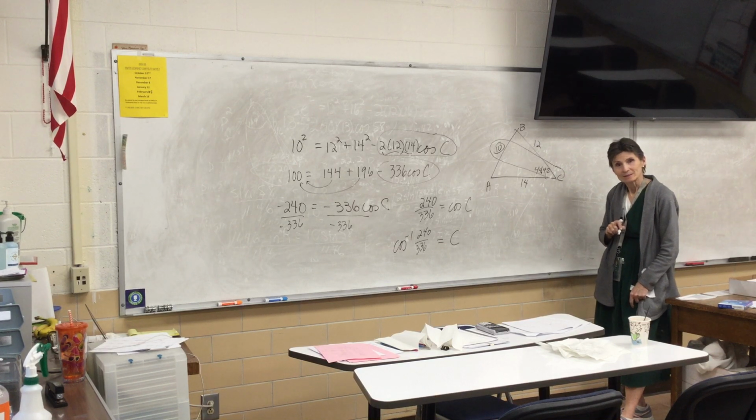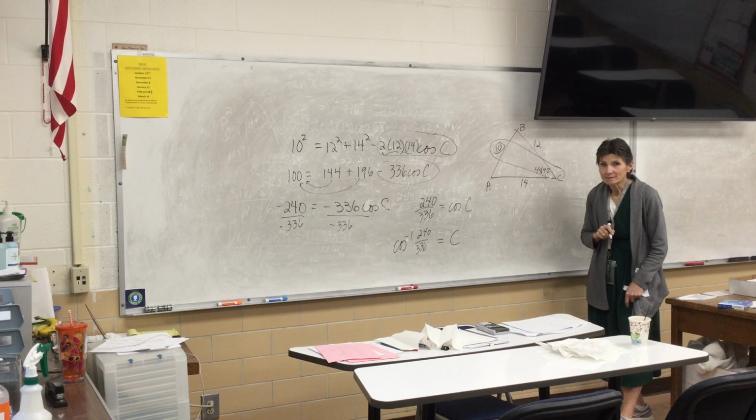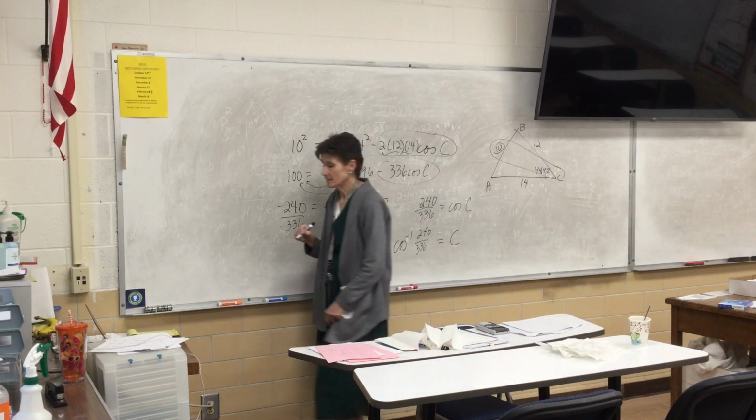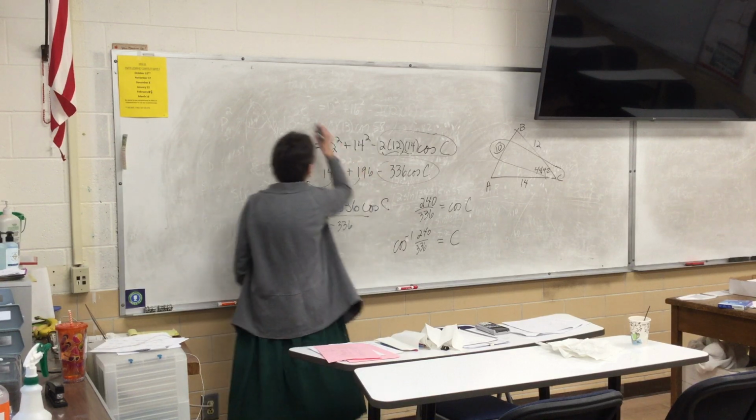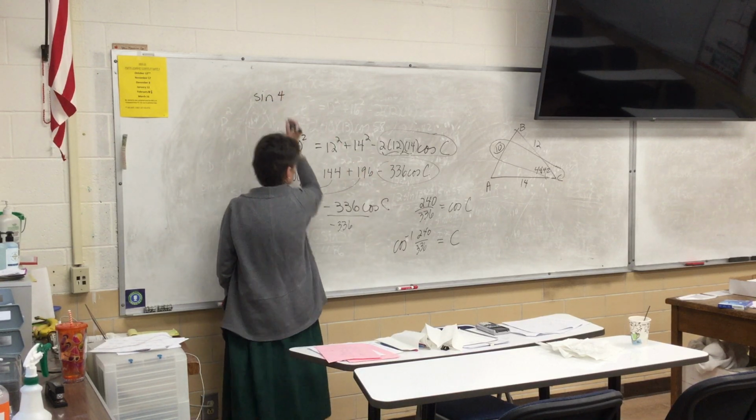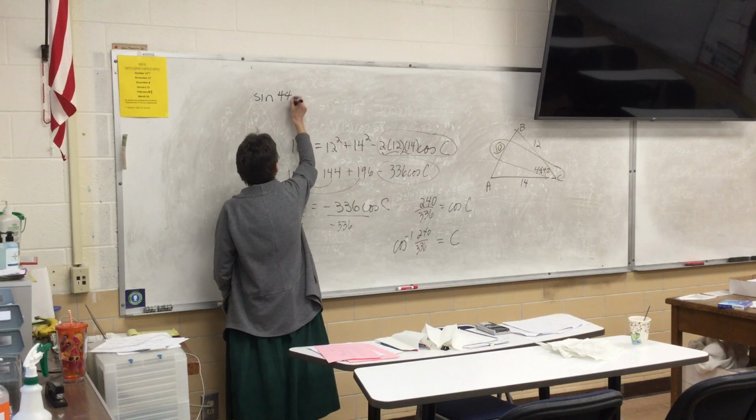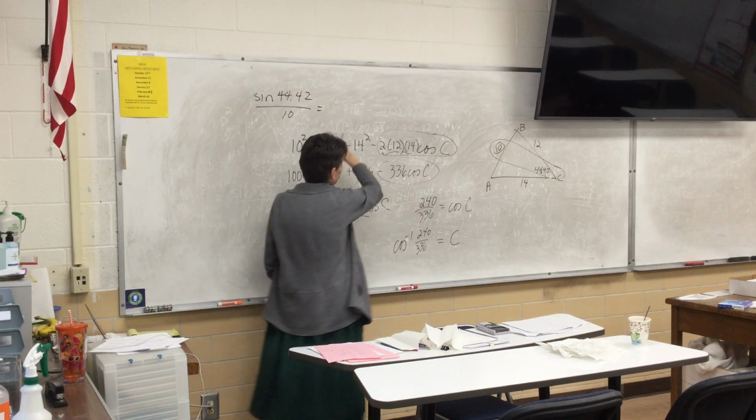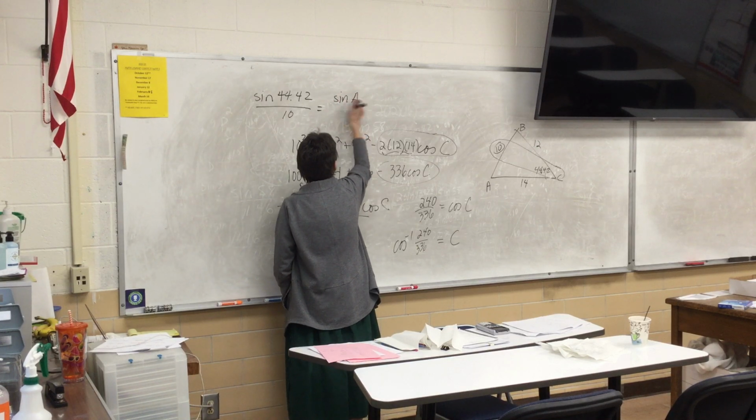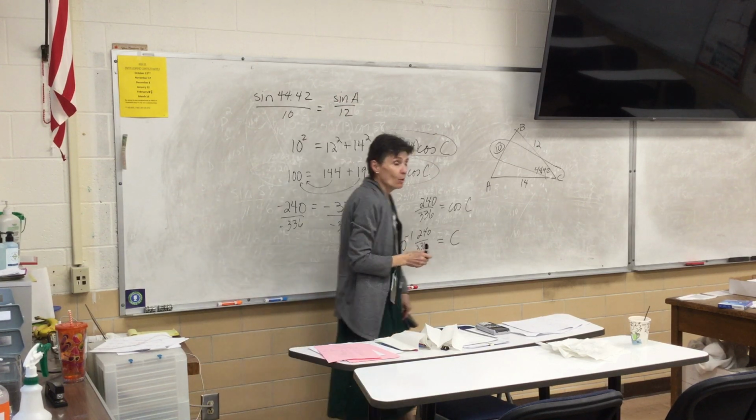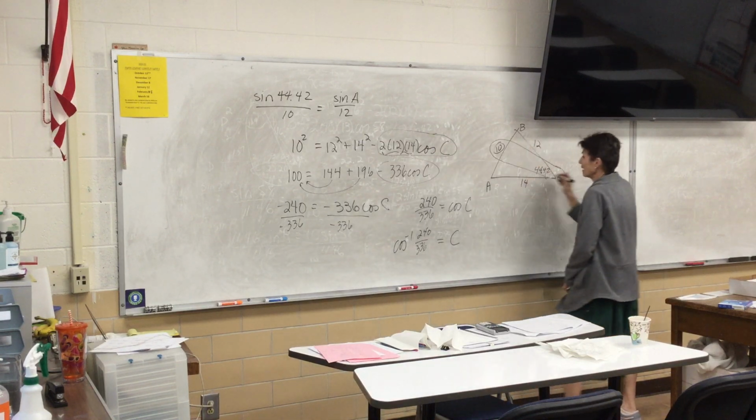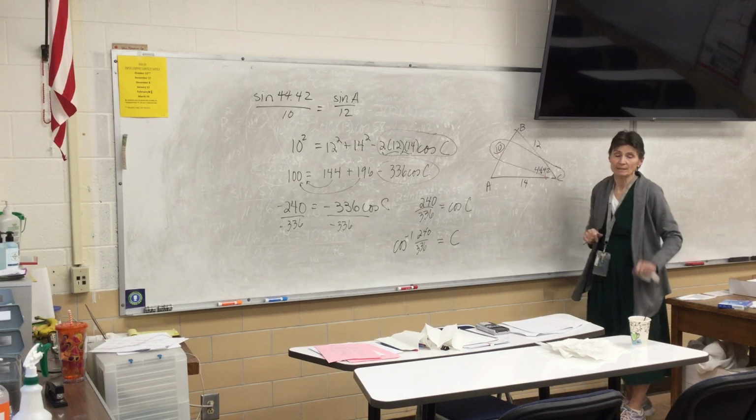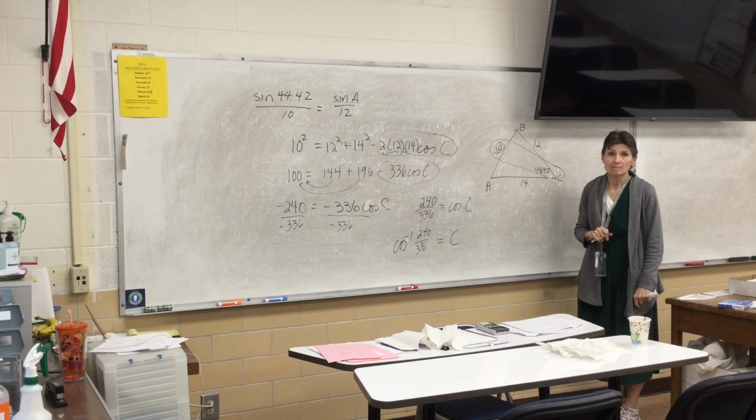I have a pair. So if you want, you can go ahead and set up the law of sines and say something like sine 44.42 over 10 equals sine A over 12. Once I have this set right here, C and C, once I have that, I'm golden. I can use my law of sines.